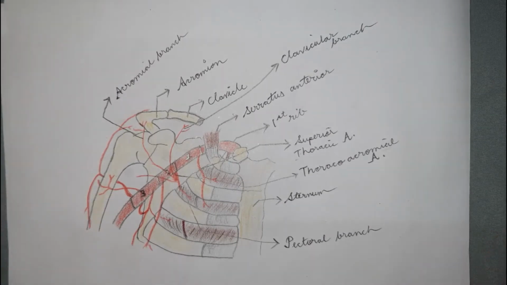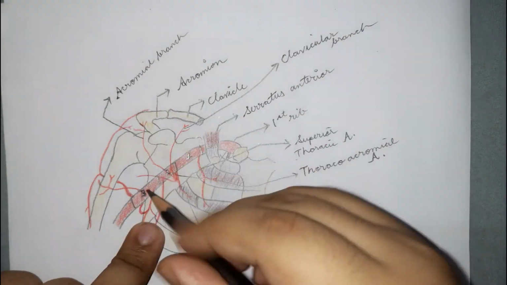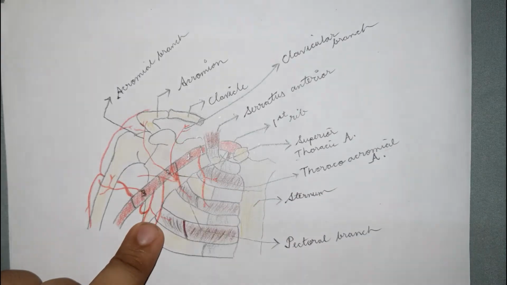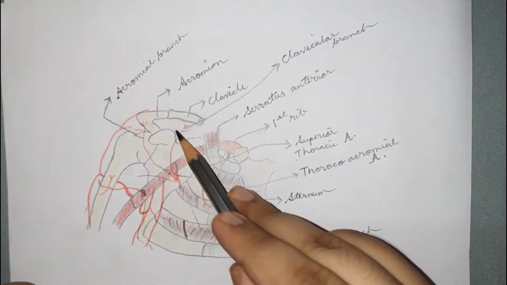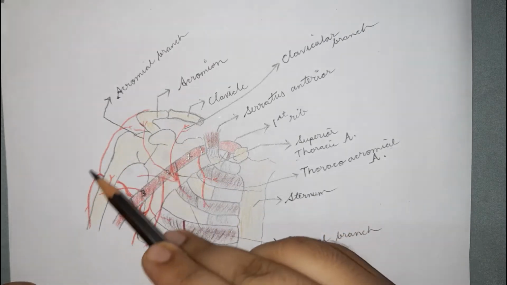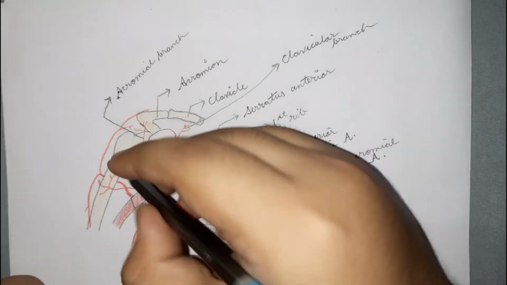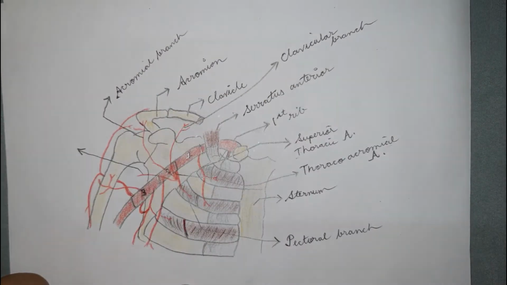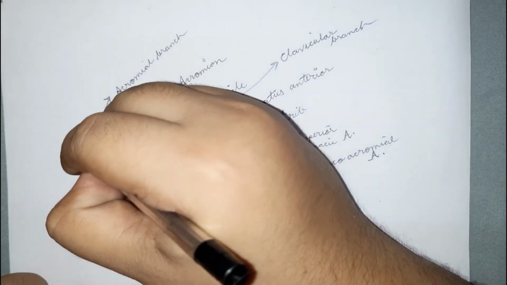The last branch of the thoracoacromial artery, which is itself a second part branch, is somewhat going towards a very extensive muscle located over this region. What muscle is located in this region? Very extensive. Yes, the deltoid. So this, my friends, is the deltoid branch. Is it visible? Yes, the deltoid branch.